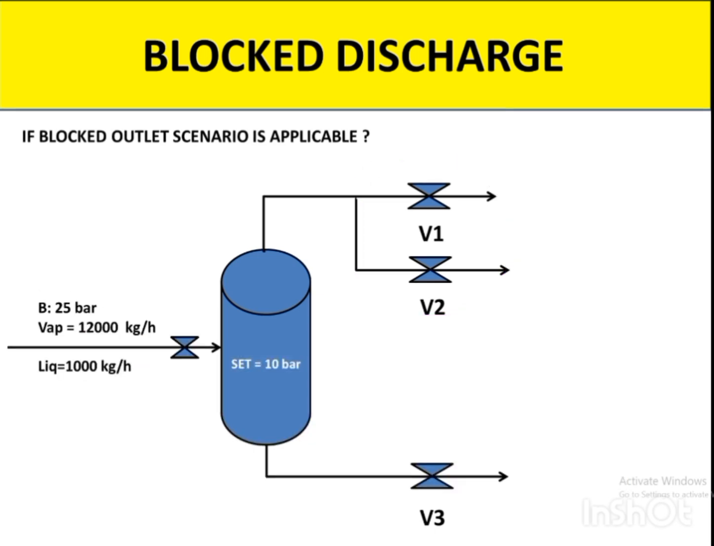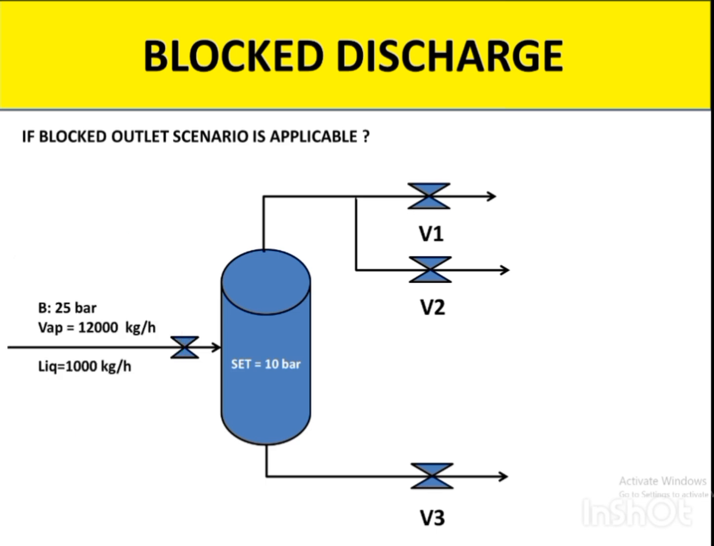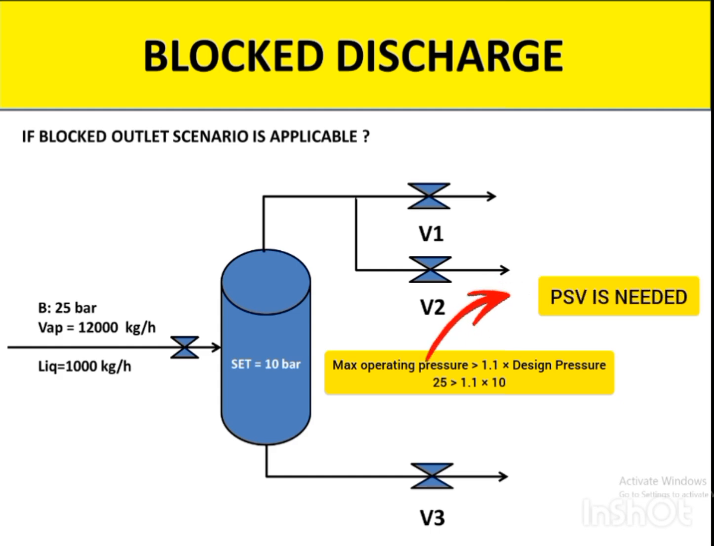In the same vessel, we have vapor whose flow rate is 12,000 kilogram per hour. Its pressure in the inlet stream is 25 bar, and it goes into the vessel, whose set pressure is 10 bar, and we have those three similar valves at the outlet of the vessel. If we get back to our formula, which states the maximum operating pressure should be greater than 1.1 times the design pressure of the vessel, which is 10 bar, then 25 is bigger than 1.1 times 10 bar. So we should consider installing a PSV for the vapor outlet.